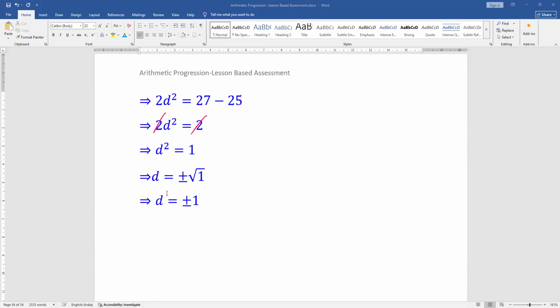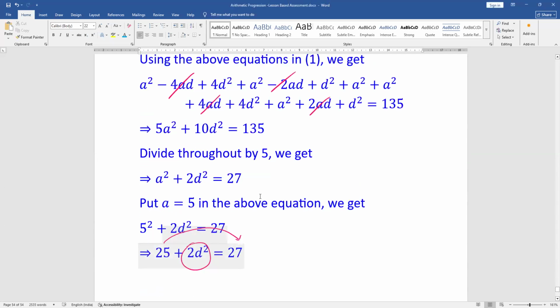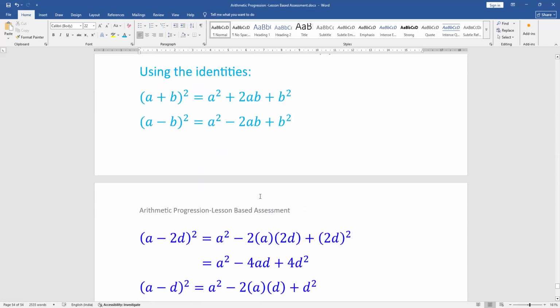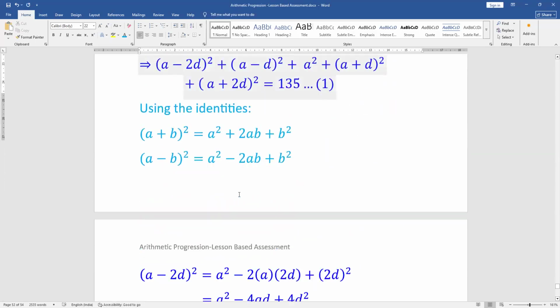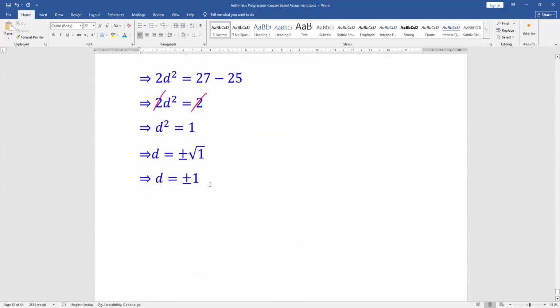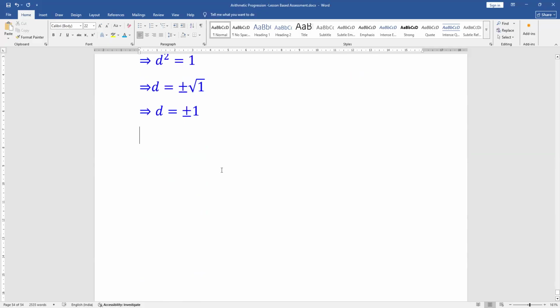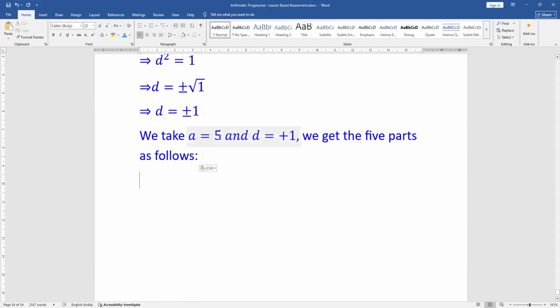Okay. Then what I do is, we take a as 5, and the d values come as plus or minus 1. So I'm going to take a as 5 and d as plus 1 to get the 5 parts. So we write like this, we take a equals 5 and d equals plus 1, we get the 5 parts as follows. The first part is a minus 2d, correct?